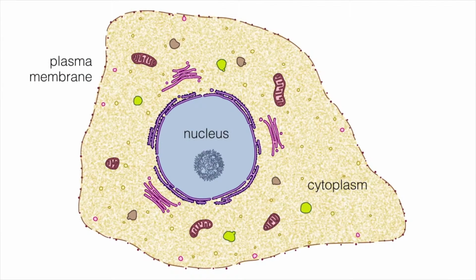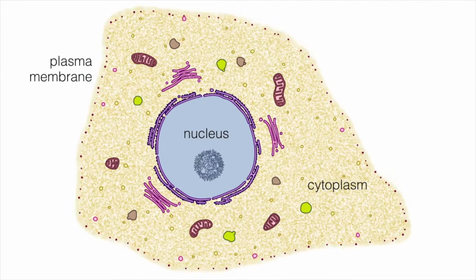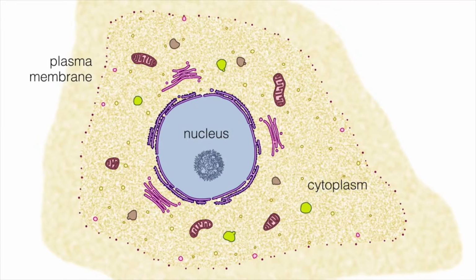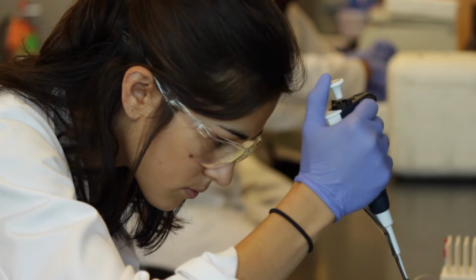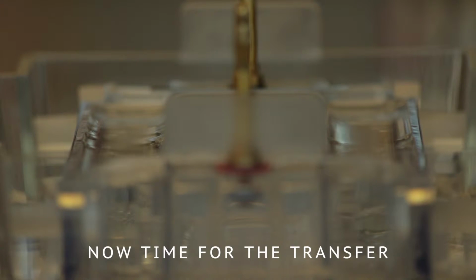Well, first, we solubilize our desired sample using urea to make a homogeneous solution. Next, we create an agarose gel and pipette our solubilized samples into the wells of the gel. This undergoes gel electrophoresis to let the protein run through the gel. Now time for the transfer.